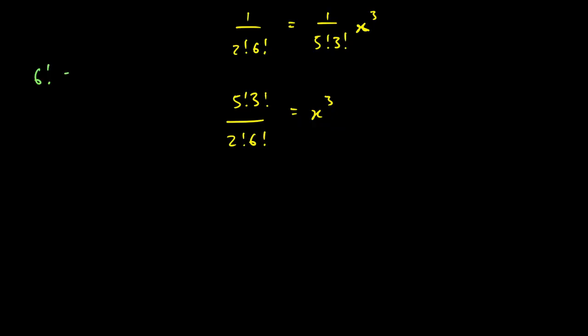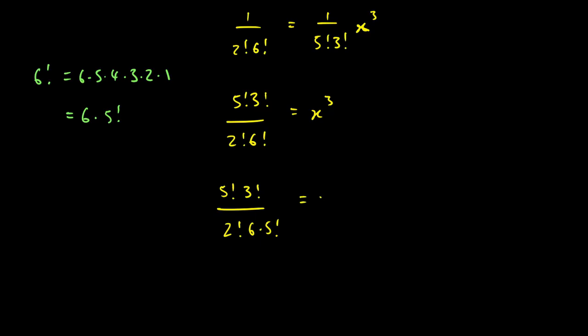What is 6 factorial? It is 6 times 5 times 4 times 3 times 2 times 1, isn't it? So actually, that's the same thing as 6 times 5 factorial, because the 5 factorial is these remaining terms here. So I can choose to write the expression on the left as 5 factorial times 3 factorial over 2 factorial times 6 times 5 factorial. Okay, so the 5 factorials cancel off.